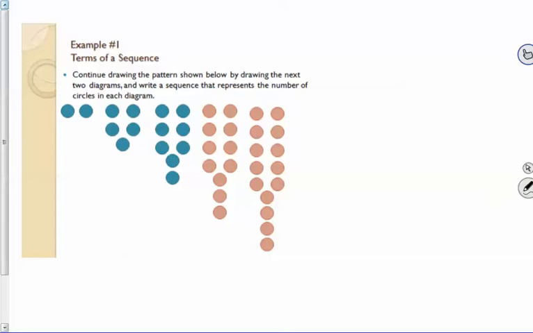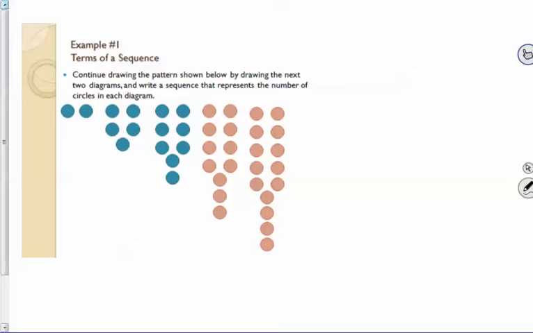Let's continue drawing the pattern shown below by drawing the next two diagrams. Well, I kind of did it for you. So you see, you got two circles, and then two, two, and then one more, and then two, two, two, and then boom, boom. So then this one goes one row of two, another row of two, another row of two, another row of three, and then dot, dot, dot, and then this adds another, and then another, right?